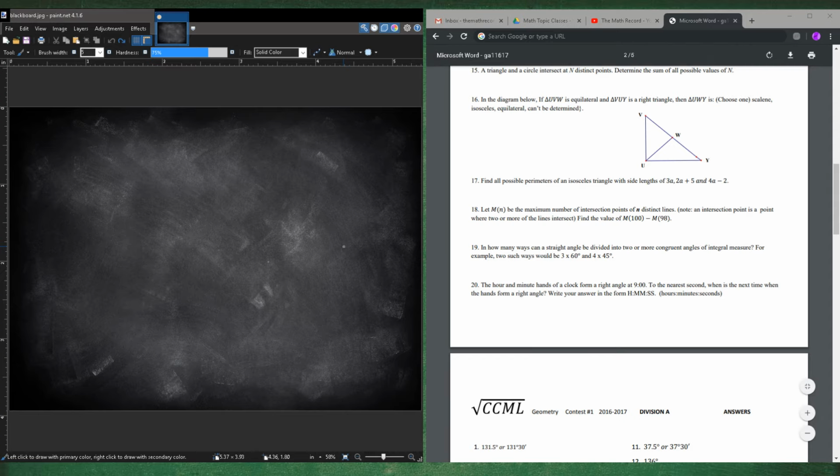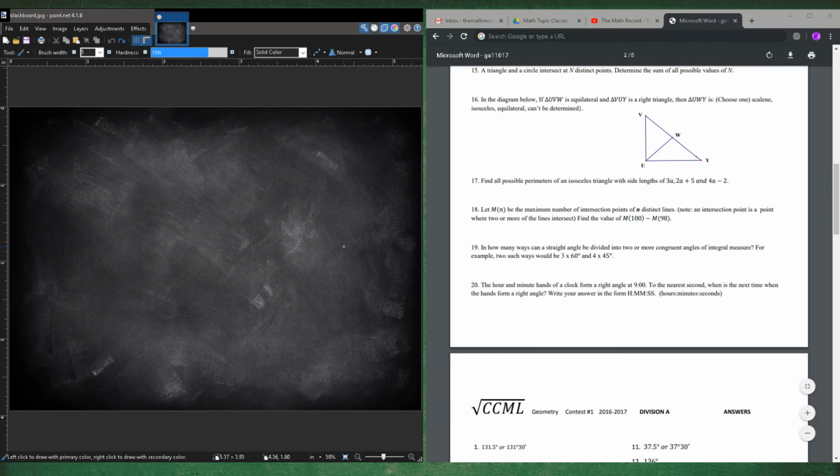Let m of n be the maximum number of intersections of n parallel lines, and of n distinct lines, not parallel lines. Find the value of m of 100 and m of 98. So we gotta think about how it works. So m is the number of intersections between n distinct lines.